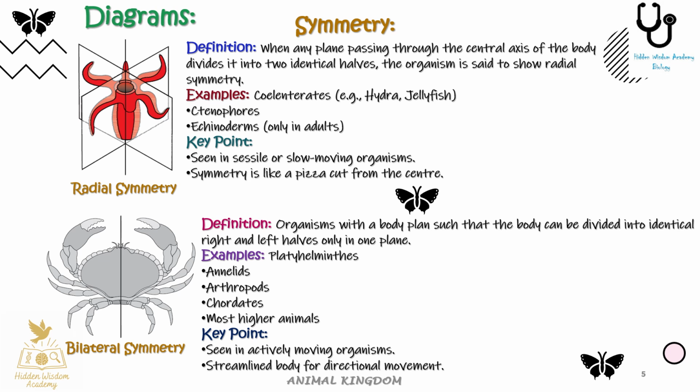Now, let's understand bilateral symmetry. In bilateral symmetry, the body can be divided into two equal right and left halves by only one plane, the sagittal plane. This is like a mirror image on both sides of the body. Most higher animals, including annelids like earthworms and arthropods like insects and spiders, show bilateral symmetry. It allows streamlined movement and development of a head region, called cephalization, which helps in better control and coordination. Bilateral symmetry is an advanced feature seen in active, mobile organisms.